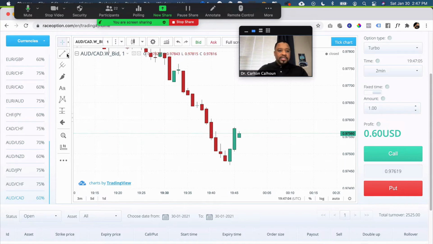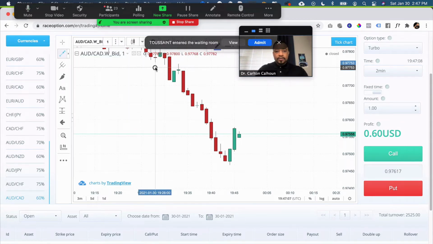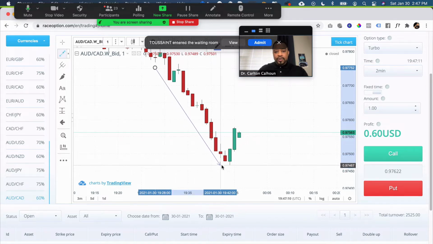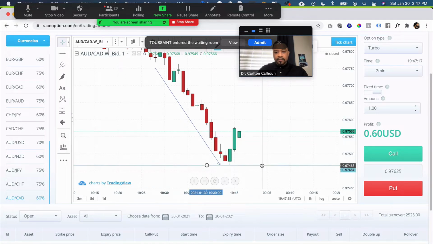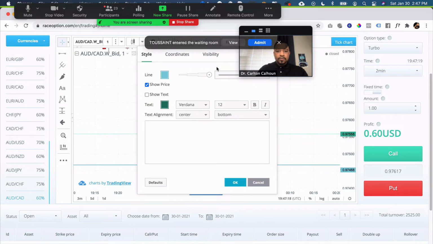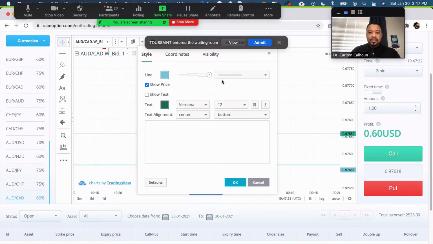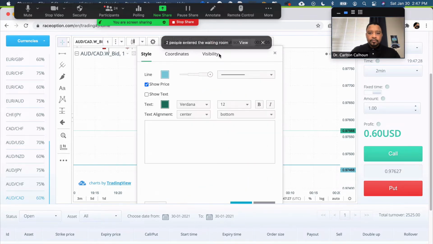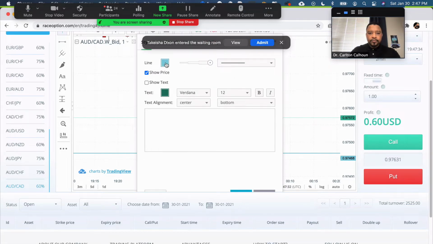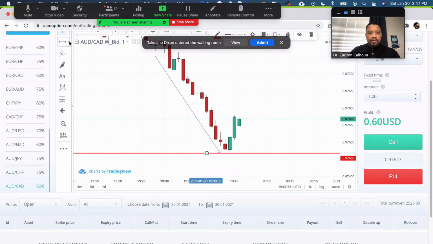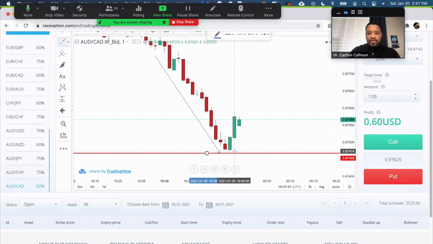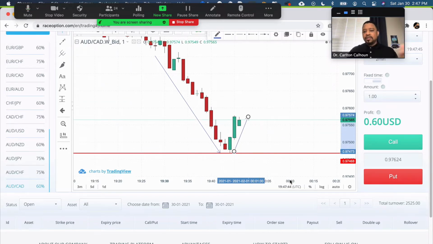But a pullback is just this. If you look at the direction price was moving, you can see it was in a downtrend. It reached a level of support right here. Let me increase the thickness of this line. Let's make it red. All right. It reached a level of support and then it pulled back, which means it went in the opposite direction. Does that make sense?